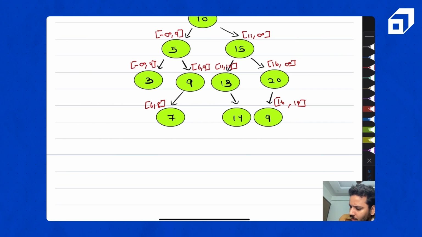Now coming to this node, this can be what? This has to be greater than 13. So at minimum it can be 14, and at max also I'm taking it from the parent, it can be 14 only. So there was no other option for this node.